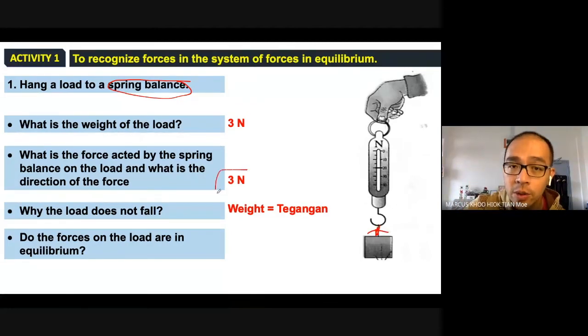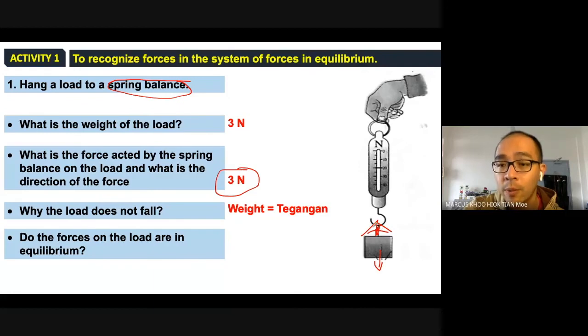And so we find that the weight, which is downwards, equals to the, in Malay it is tegangan. What is it in English? Tension. Okay, the tension that is going upwards because there's a string. And so because of that, the forces are in equilibrium. So this is another example that we've seen before, I just want to try to refresh your brain before we go into the proper stuff.